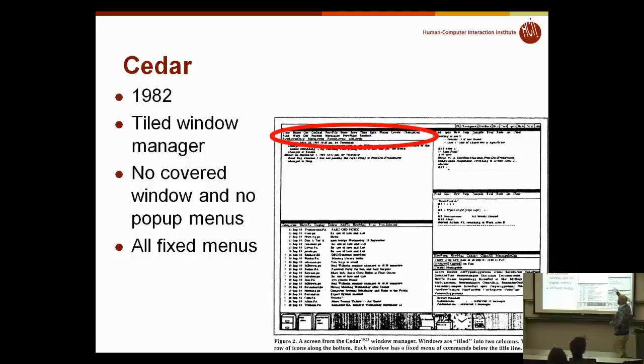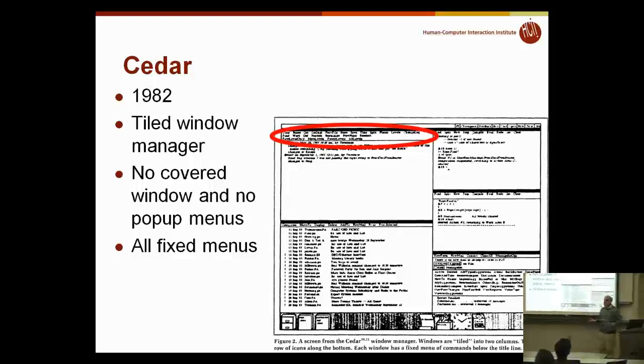So if you went into a different mode, then the list of menu items you had would change, and it would get bigger and smaller. Again, they didn't gray out anything. They just listed the items that you had available or not available. Another advantage of fixed menus versus pop-ups.